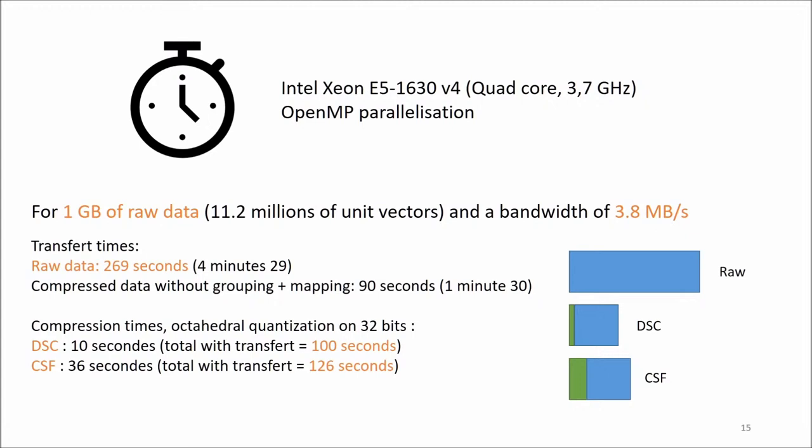Using the 32 bits octahedral quantization in combination with our method, so combining grouping, compression, and sending, it will take between 100 and 126 seconds, leading to a gain of up to 2.5 in terms of speed. And as you can see in green, the grouping and the compression will still be minor in this application scenario compared to the data transfer times.